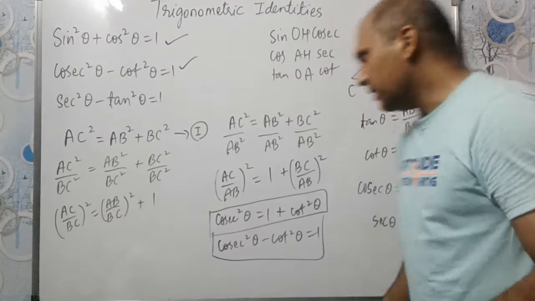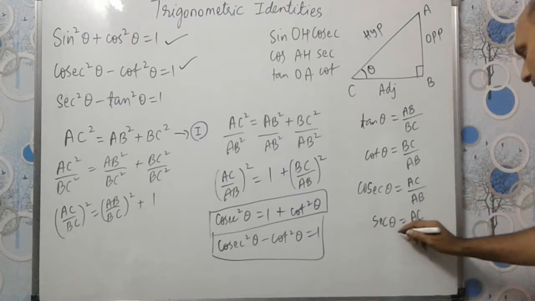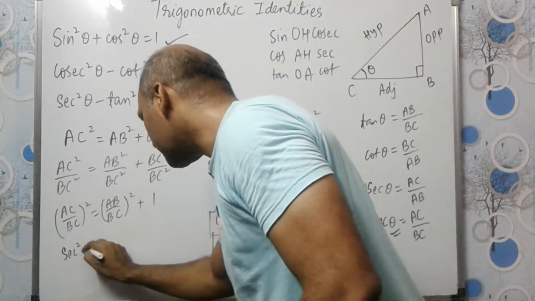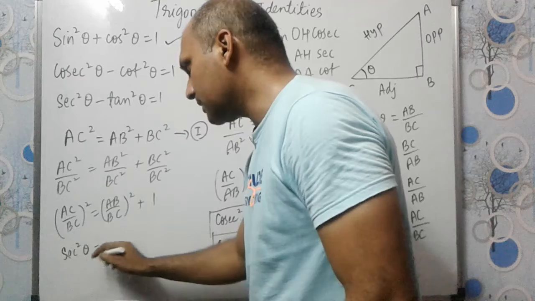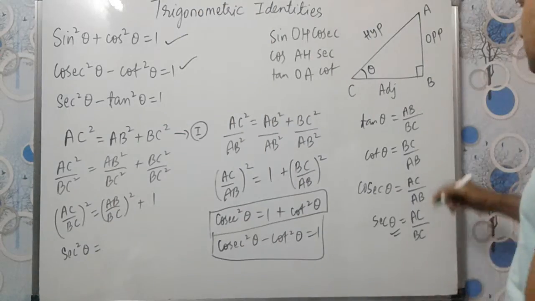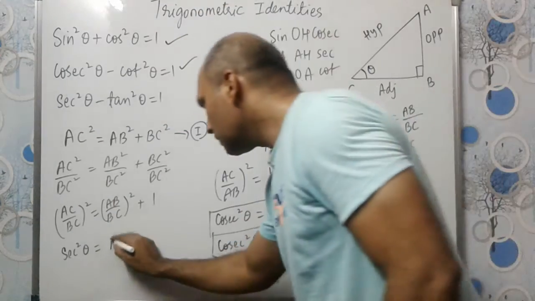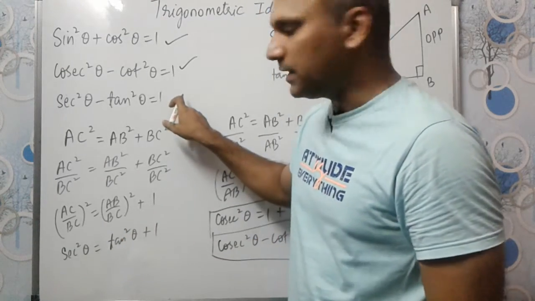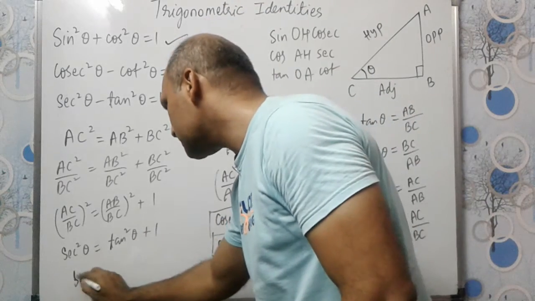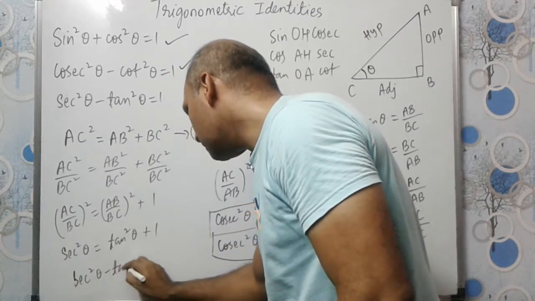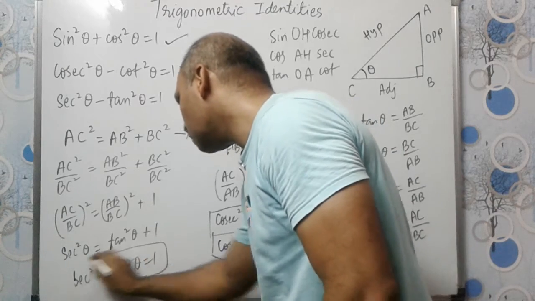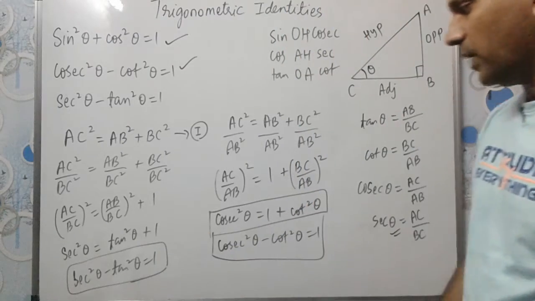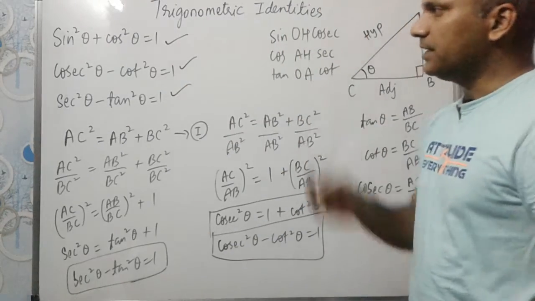Now what is AC by BC? AC divided by BC is secant. So this is secant square theta, because we have a square here. So I am writing secant square theta is equal to AB by BC whole square plus 1. AB by BC is tan. So this is tan square theta plus 1. We got the third identity. Send tan square to the other side. See, secant square theta minus tan square theta will be equal to 1. We can use this identity in this way or this way, as per the requirement. So all the three identities are derived.